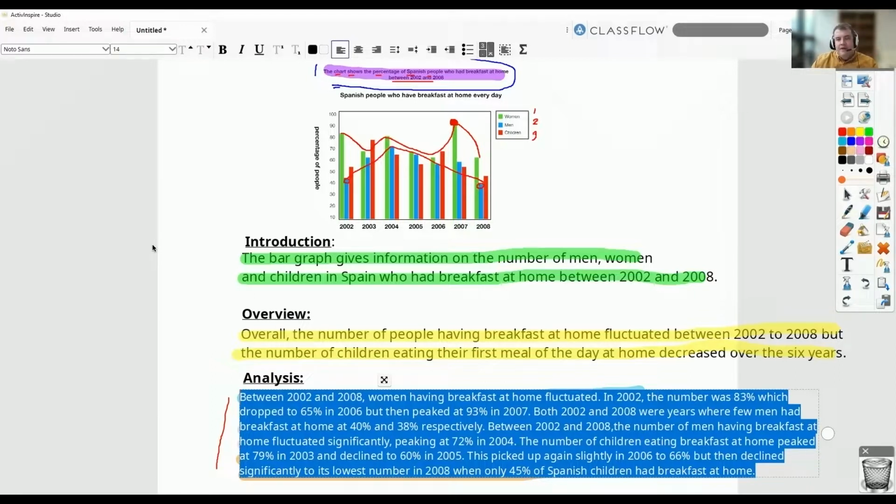Then we write our introduction, which is a paraphrase of the question. We write the overview, which just gives some general points. And then we move on to our analysis. Our analysis is based on the things that we identified at the beginning. And the easiest way to do it is to go group by group in this case. Okay, guys, thank you for that. I hope it's been useful.